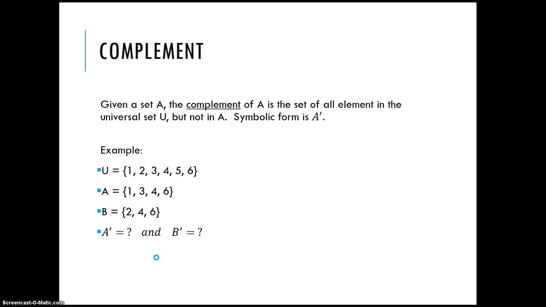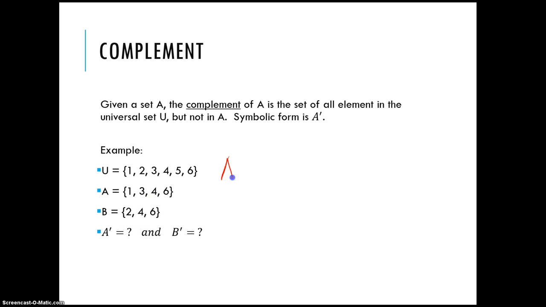Complement. Given a set A, the complement of A is the set of all elements in the universal set but not in A, symbolically written as A complement. So, if we look at our example here, we have the universal set, which is the set of everything in this particular problem, is 1 through 6. Set A is 1, 3, 4, and 6, and set B is 2, 4, and 6.